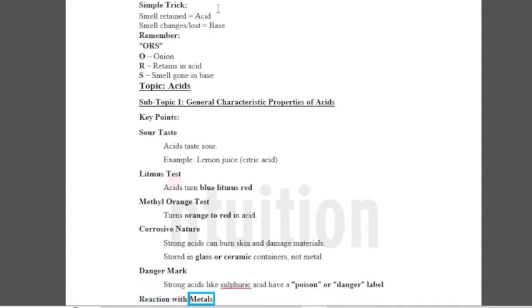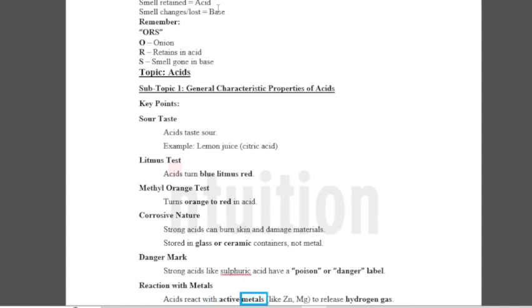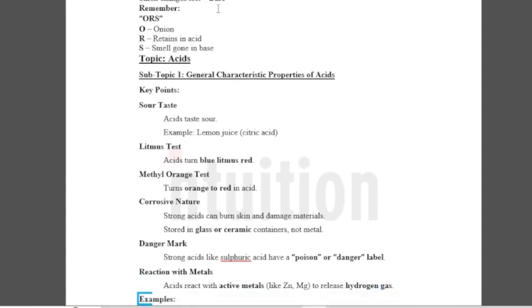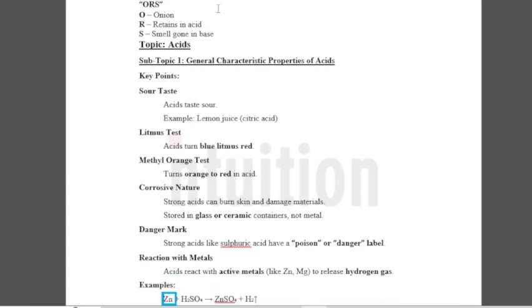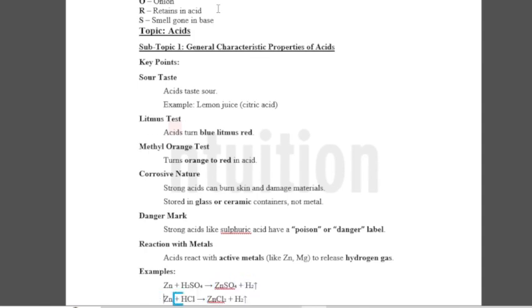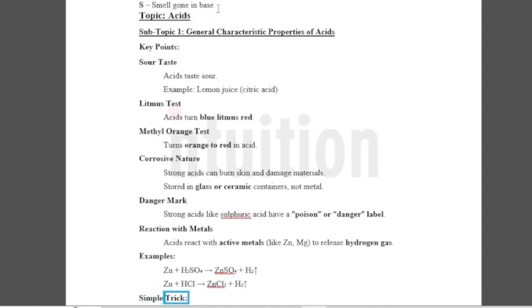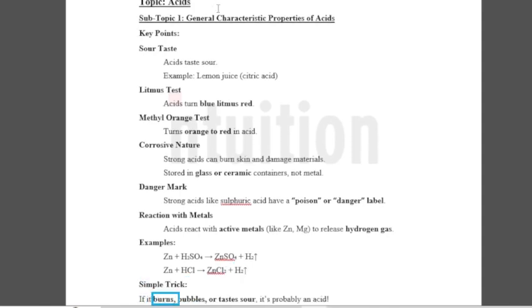Reaction with metals. Acids react with active metals like Zn, Mg to release hydrogen gas. Examples: Zn plus H2SO4 gives ZnSO4 plus H2. Zn plus HCl gives ZnCl2 plus H2. Simple trick: if it burns, bubbles, or tastes sour, it's probably an acid.